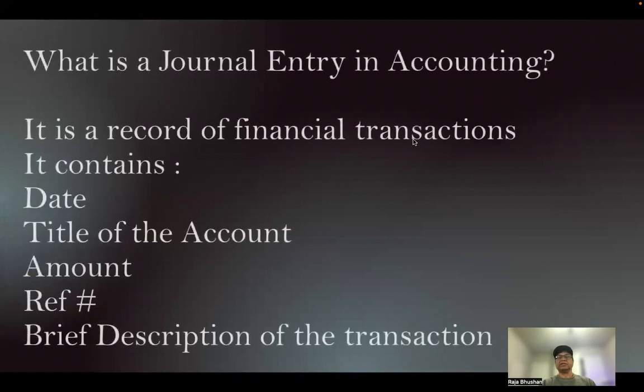Now, what exactly is a journal entry? It's a record of financial transactions. What does it contain? It contains the date, the title of the account, the amount, and the reference number, and there is a brief description of the transaction.